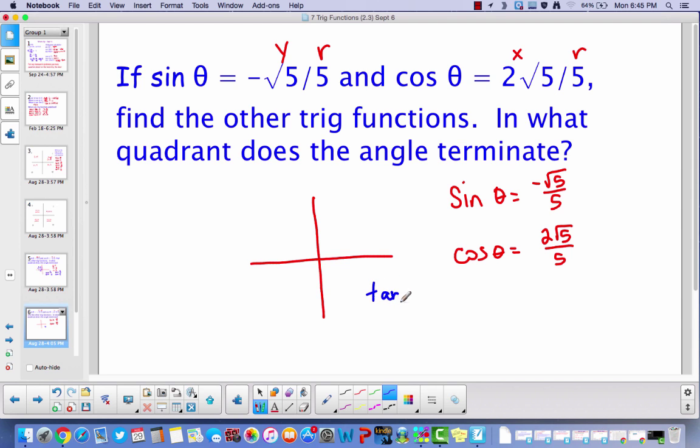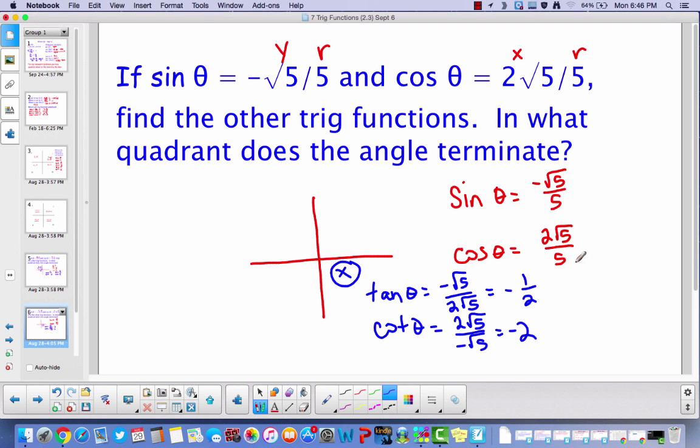So tangent of theta, remember, is y over x, so it's the negative square root of 5 over 2 square roots of 5, but that will simplify, so it's -1/2. Should tangent be negative in this fourth quadrant? Yes, it should. How about cotangent of theta? Cotangent of theta is x over y. So we have 2 square roots of 5 over negative square root of 5 equals -2.